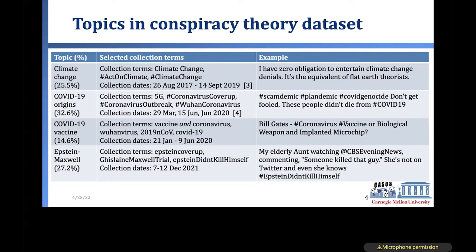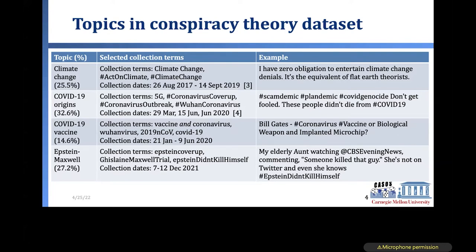First is climate change. An example climate change conspiracy theory tweet is, "I have zero obligation to entertain climate change denials. It's the equivalent of flat earth theorists." So clearly climate change denying and flat earth are two conspiracy theories referenced, but the stance of this tweet is against those conspiracy theories. Then we also have COVID-19 origins. An example tweet is, "Hashtag scandemic, plandemic, COVID genocide. Don't get fooled, these people didn't die from hashtag COVID-19." So this would be an example of a tweet that's supportive towards the referenced conspiracy theory.